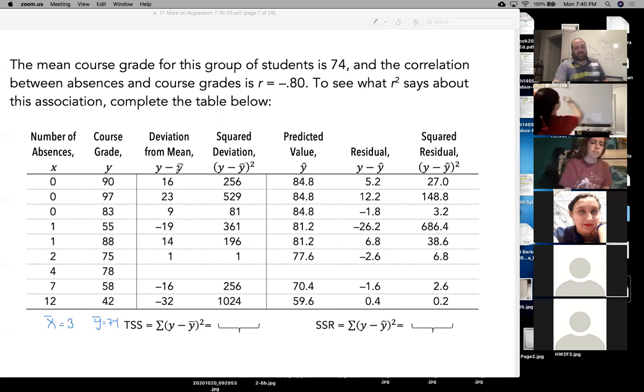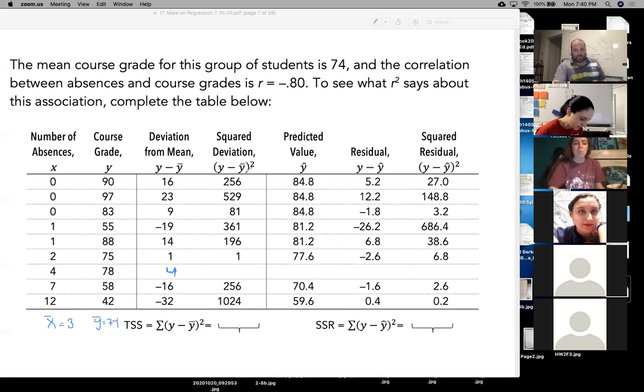Next, we're going to calculate the deviation of Y from the mean. So the Y value is 90. The mean is 74. So what's 90 minus 74? 16. 97 minus 74? 23. 83 minus 74? 9. Negative 19. 14. 1. 78 minus 74? 4. Okay, I know it's a tough question. And then negative 16, negative 32. And then we square them.